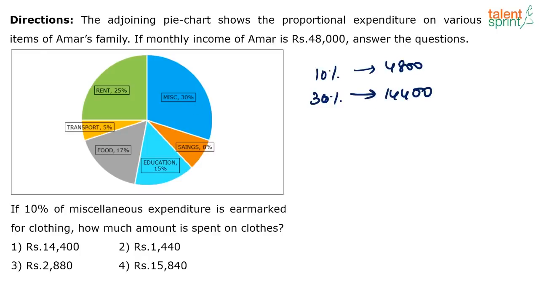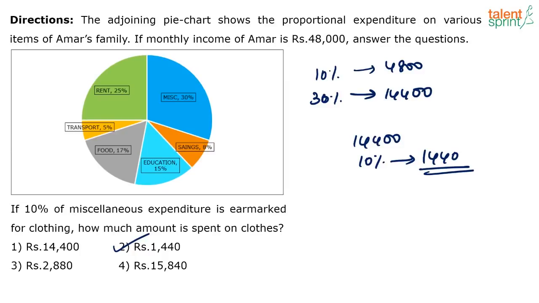Now out of this, 10% he is spending on clothes. So how much is he spending on clothes? 10% of this, that is 14,400. 10% of that is nothing but 1,440. That is option 2. Okay, 1,440.